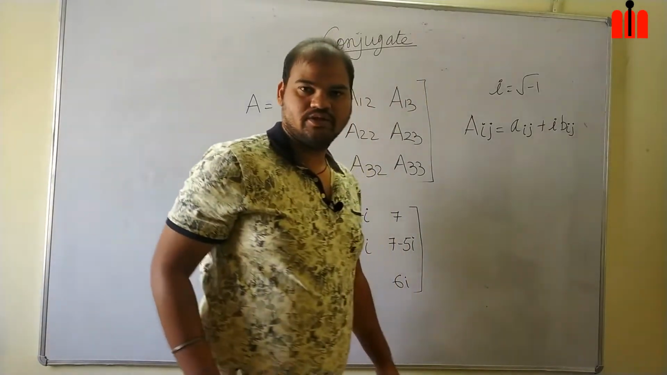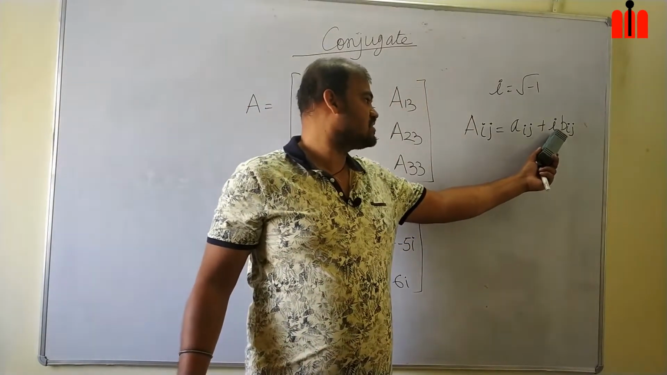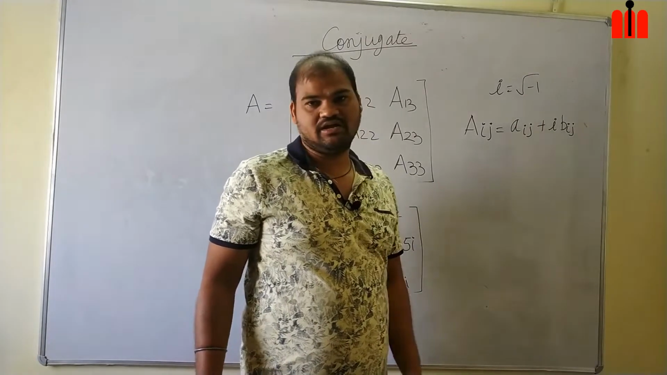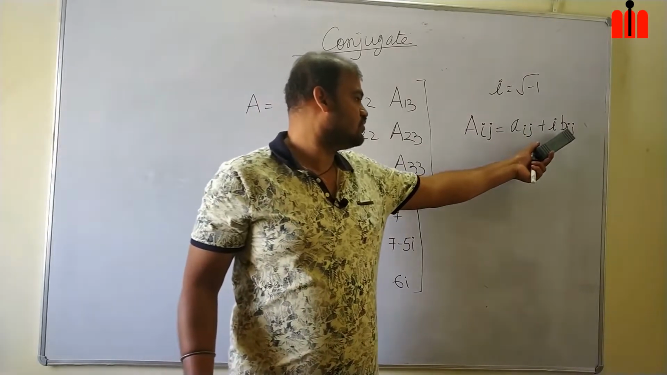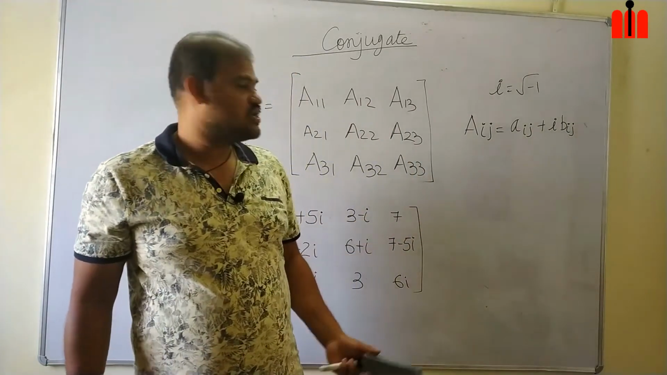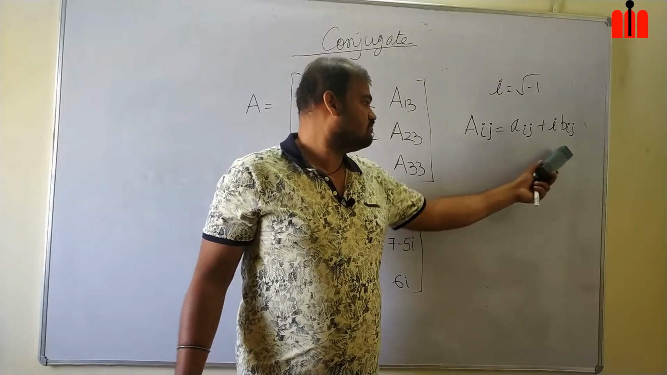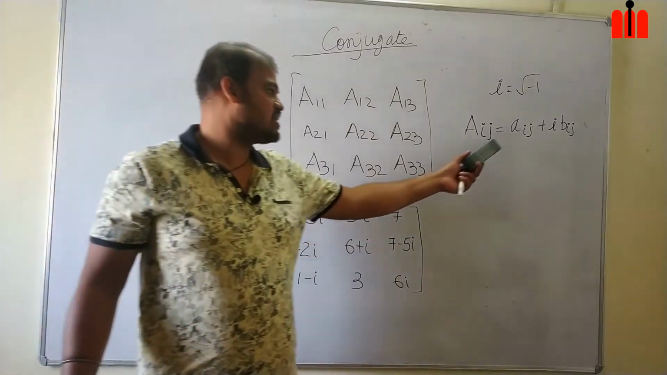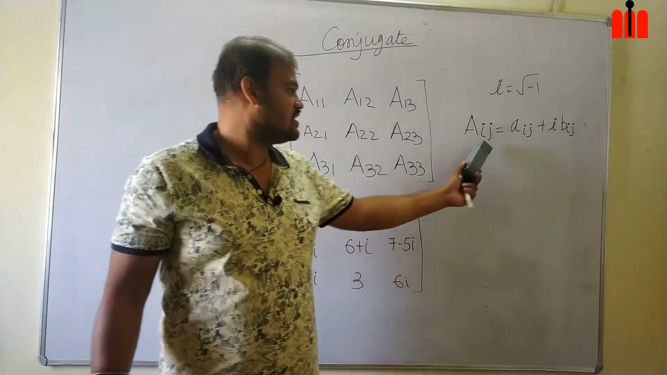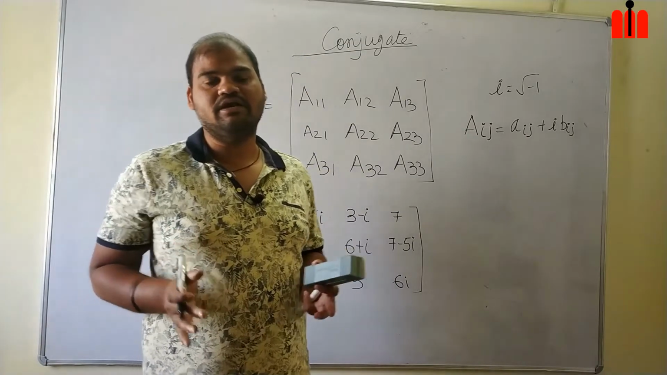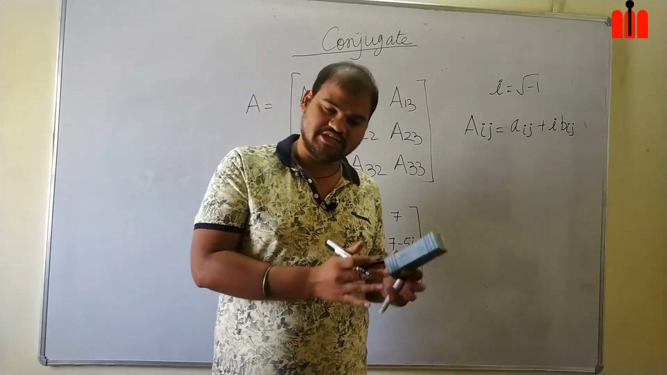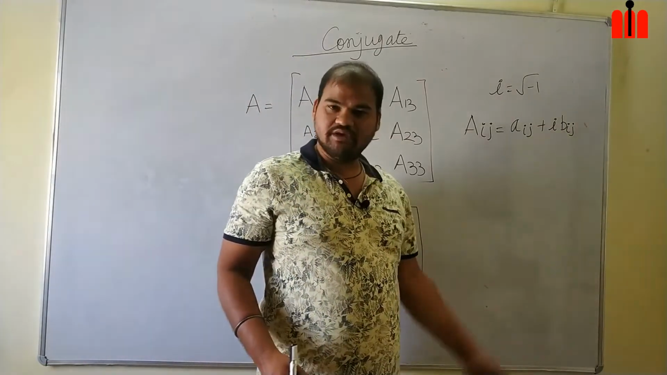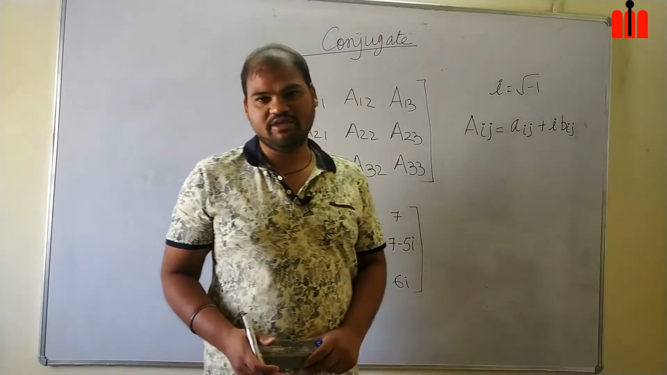Okay, this is aij plus i into bij. So this i is root of minus 1, and this ij are the row and column number of that element. All the elements in a matrix in complex form can be represented like this. A complex number will have a real part and an imaginary part. So a is the real part over here and b is the imaginary part.